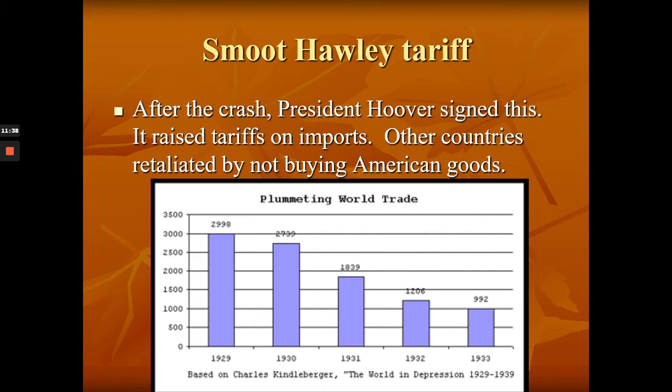In 1929 or 1930, in the early years of the Great Depression, President Herbert Hoover and Congress put a tariff on virtually everything. Why? Because they wanted to help American companies. They wanted to preserve American jobs. But here's the problem. Other countries stopped buying from the United States.